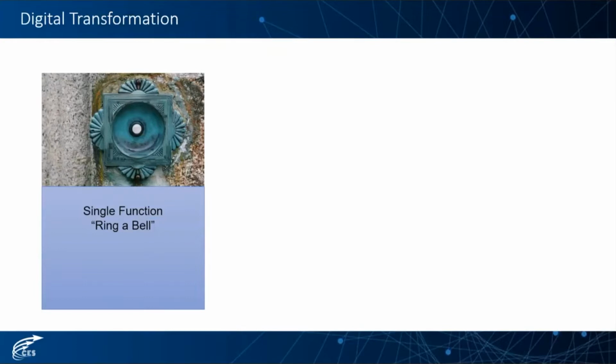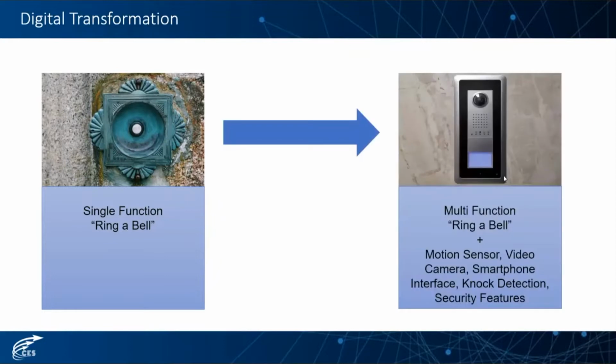Take a simple example like the doorbell. For hundreds of years, the doorbell underwent multiple changes in the mechanisms and design, but the operation itself remained unchanged. A doorbell, as the name implies, rings a bell. The change in customer needs and expectations in the 21st century is what drove a fundamental change in the doorbell. More features such as video cameras, smartphone interfaces, and security features became things that customers were interested in or even demanded.